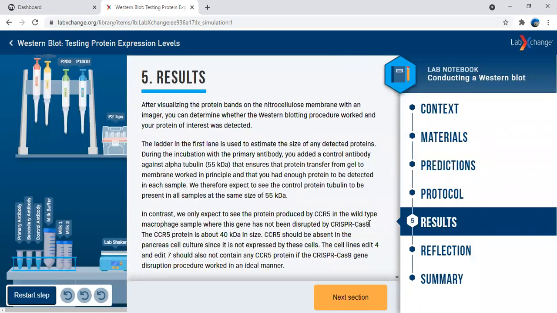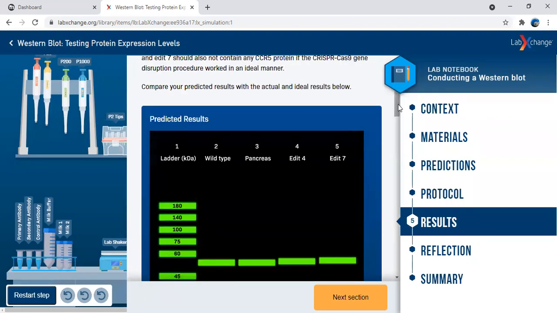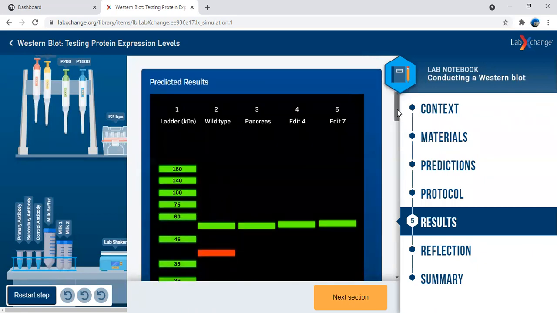The results after visualizing protein bands on the membrane with an imager determine if the Western blot procedure worked and if protein was detected. The ladder in the first lane was used to estimate the size of the detected protein. Compare your predicted results with the actual results below.